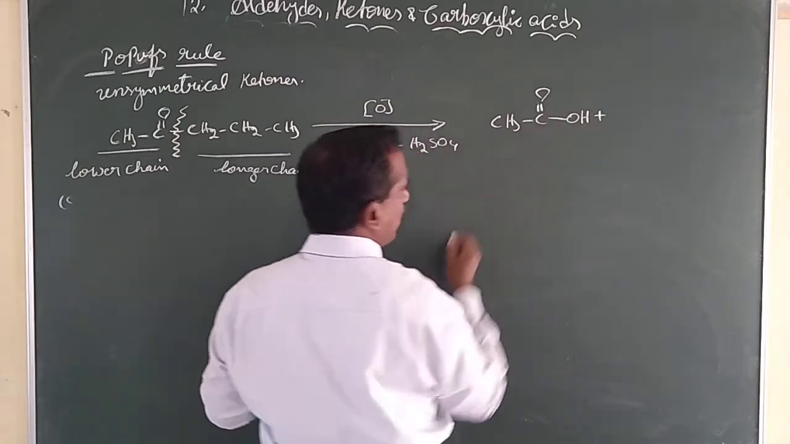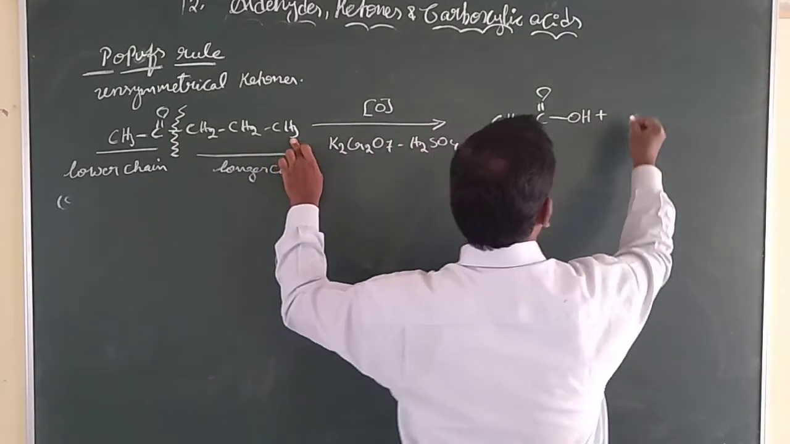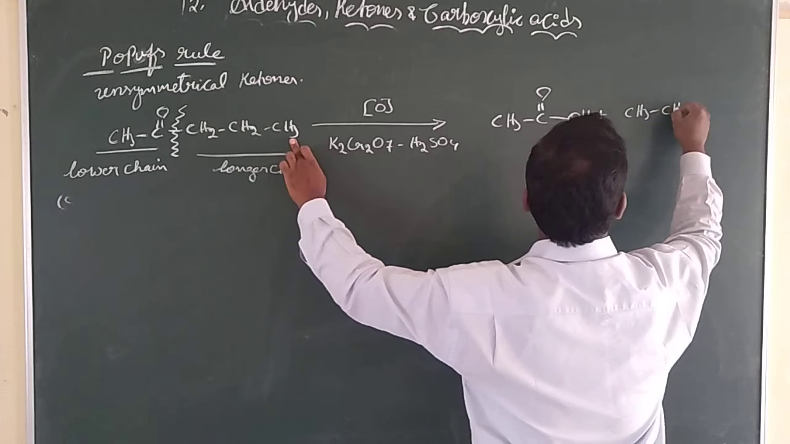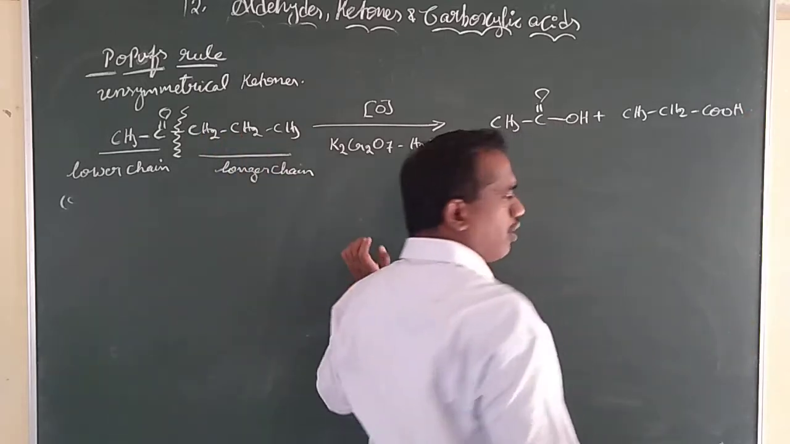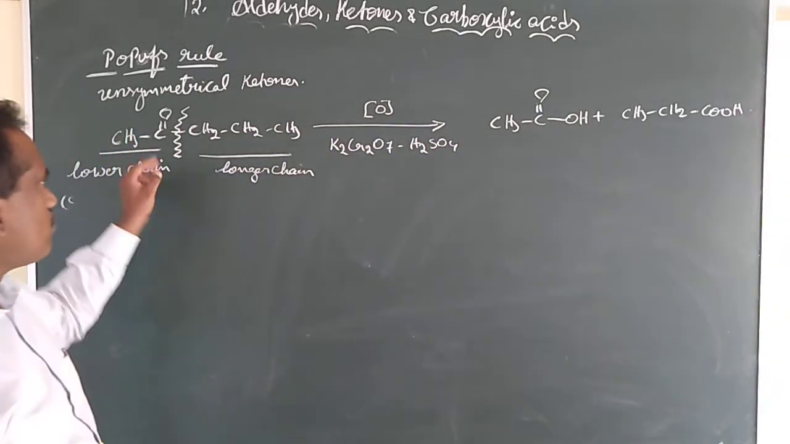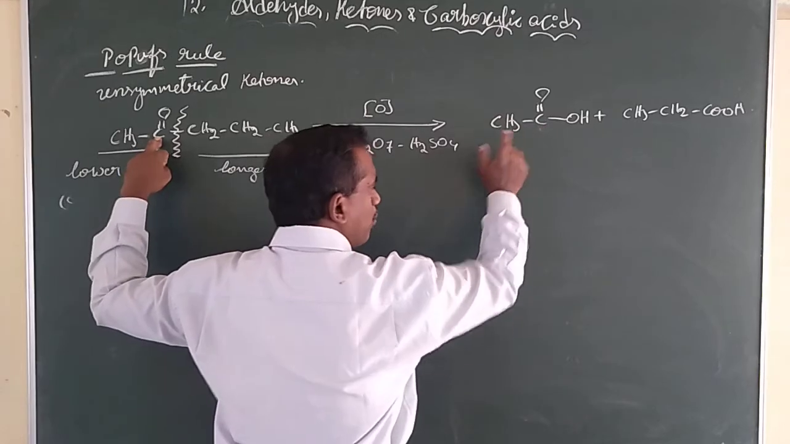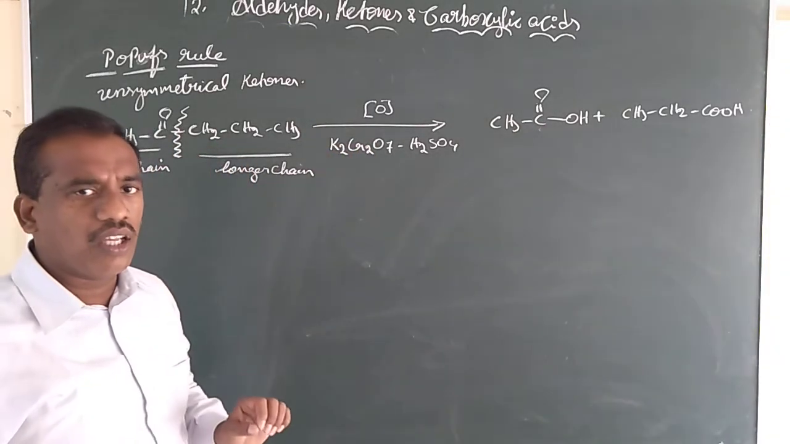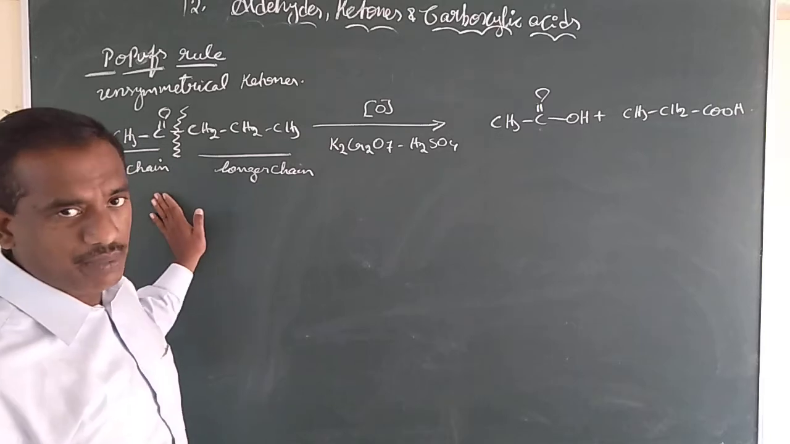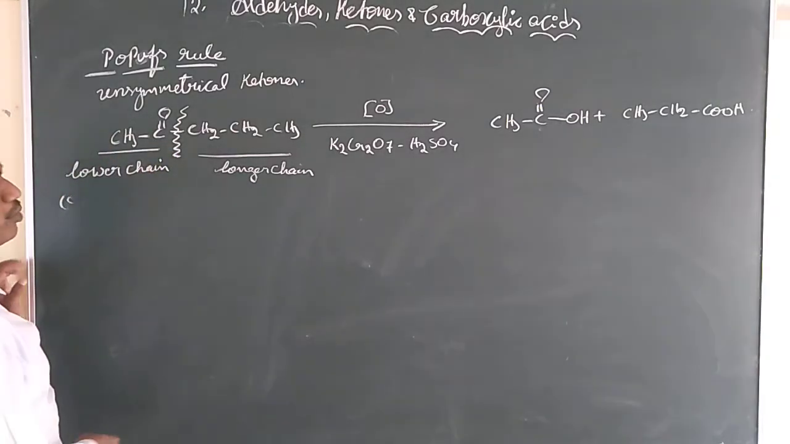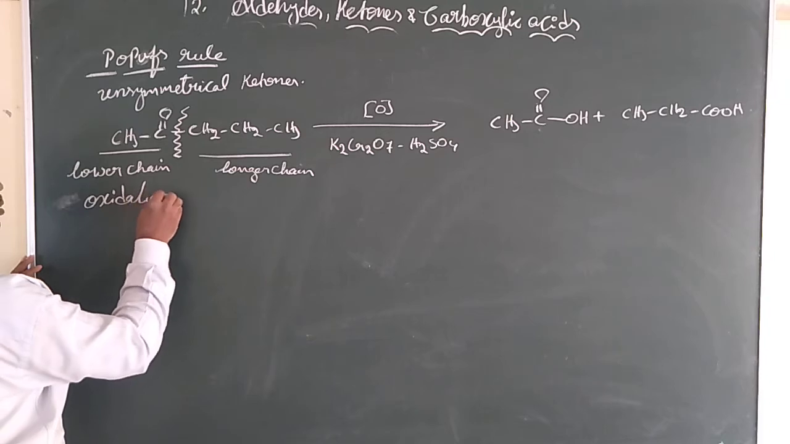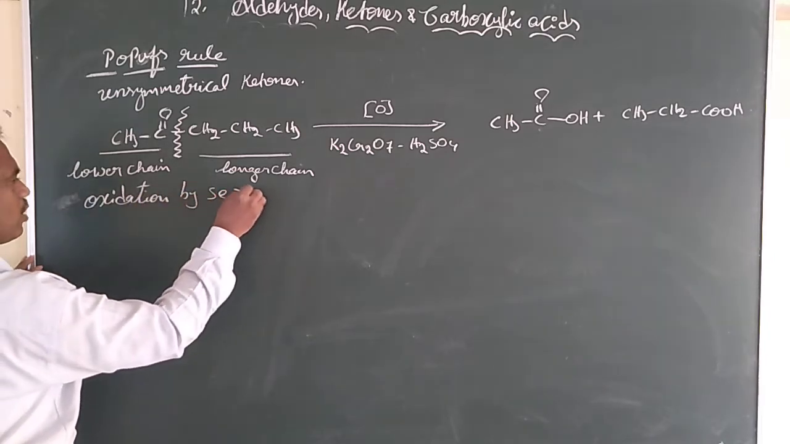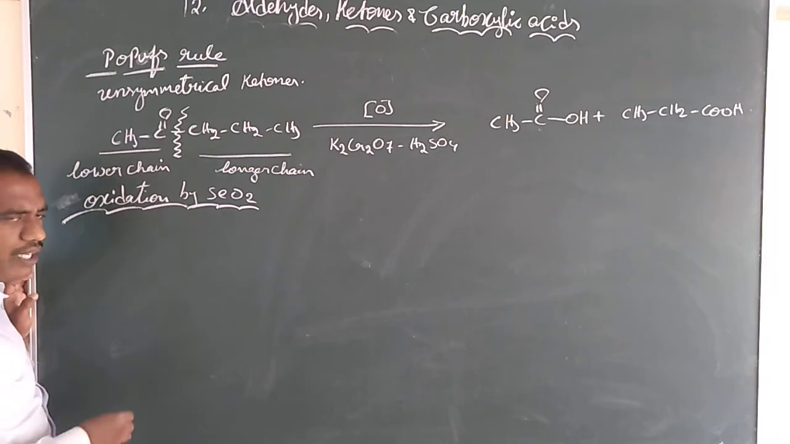The lower chain will have the carbonyl group, and the remaining part is there, CH3, CH2. This terminal carbon will have the carboxylic acid. Write down Popoff's rule. The carbonyl group will be retained by the lower carbon chain, or lesser carbon chain. That is the simple thing about Popoff's rule. So don't forget about this Popoff's rule. Next we have oxidation by selenium dioxide.